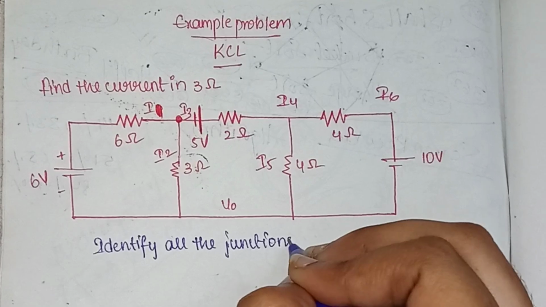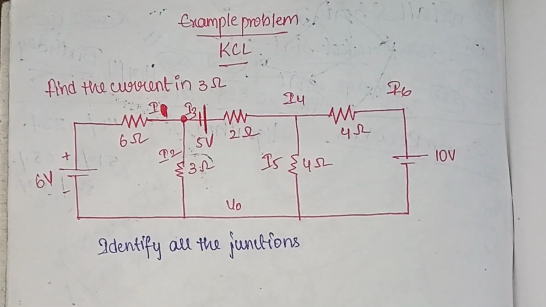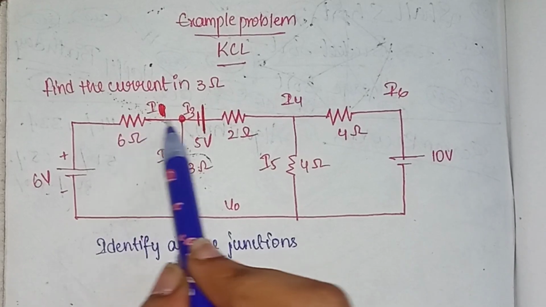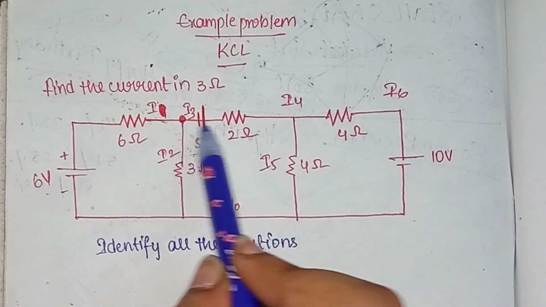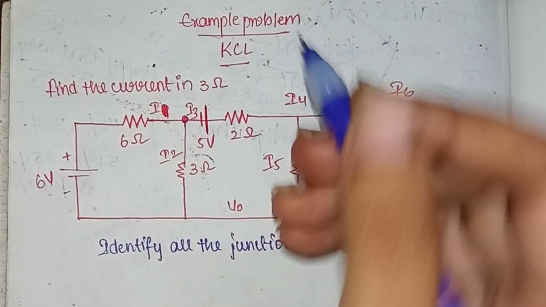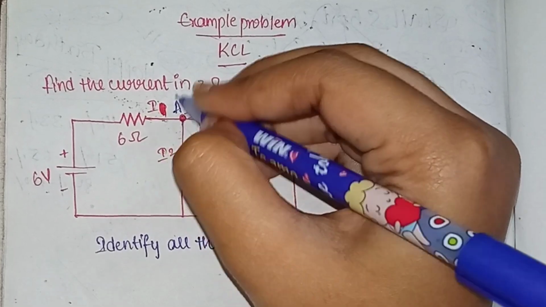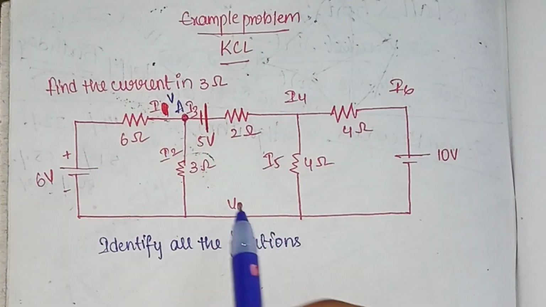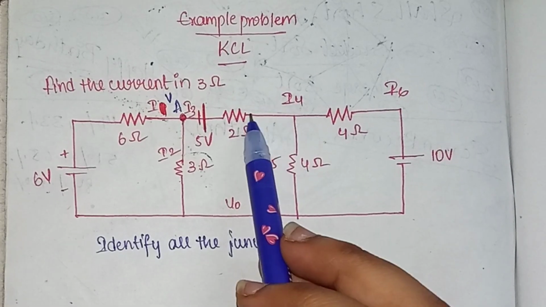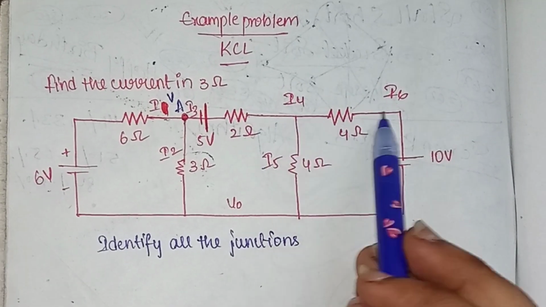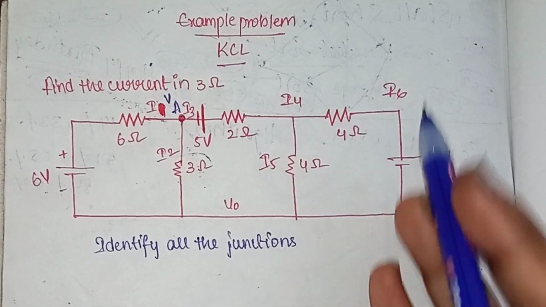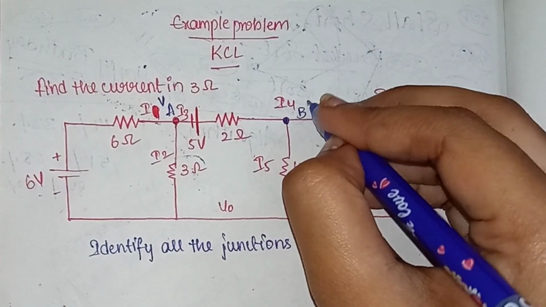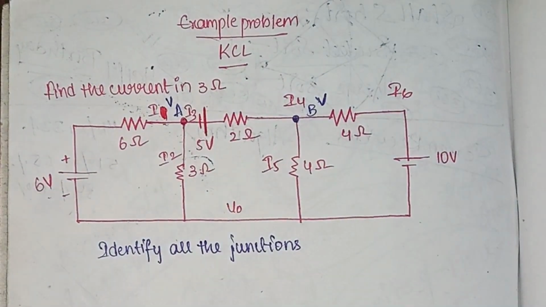So what is a junction? Where 3 or more branches meet is called a junction. So if we check here, this is a branch, this is a branch, and this is a branch. So this particular point is called A, and the potential difference here is called VA. Now if we are considering this particular branch, this is a branch, this is a branch, and this is a branch, and this particular point is called B, and the potential difference here is called VB.